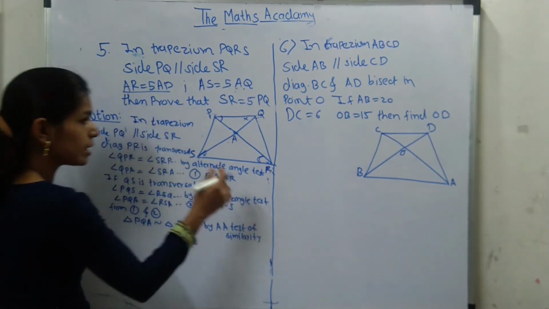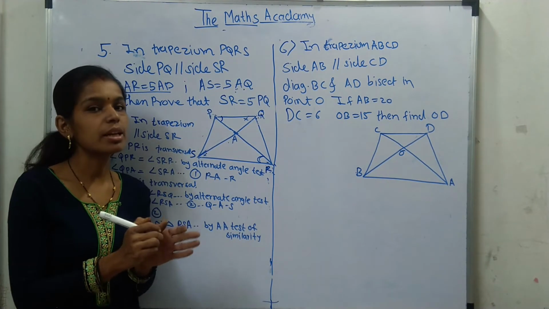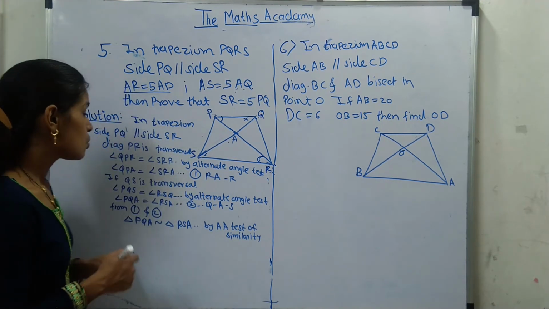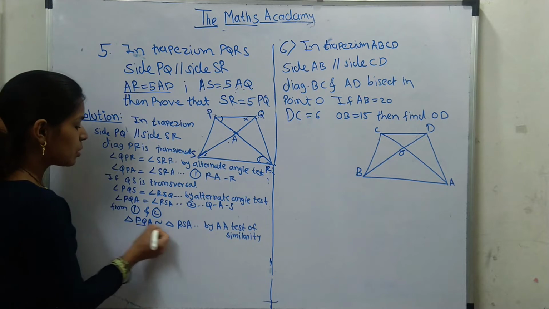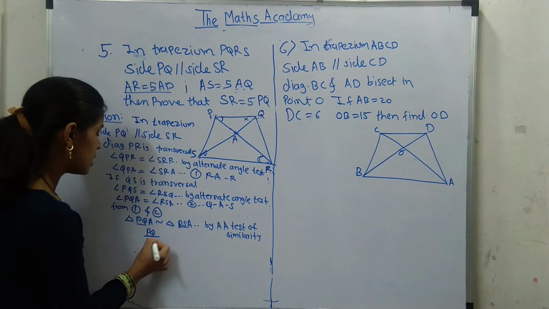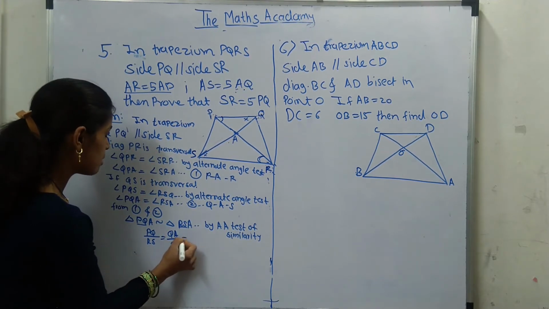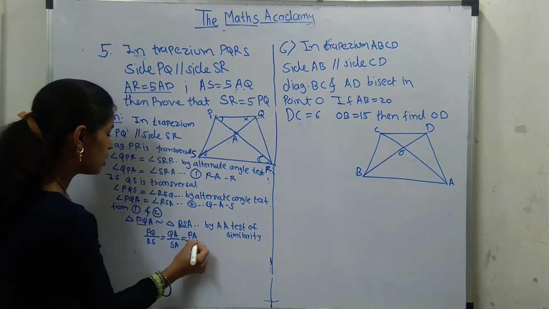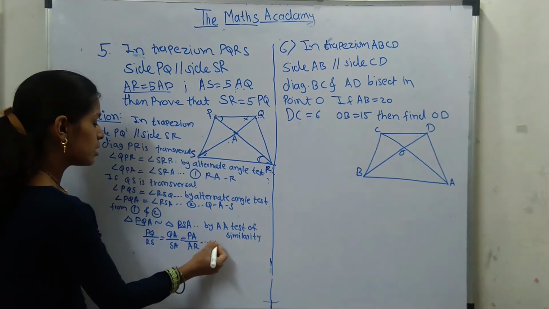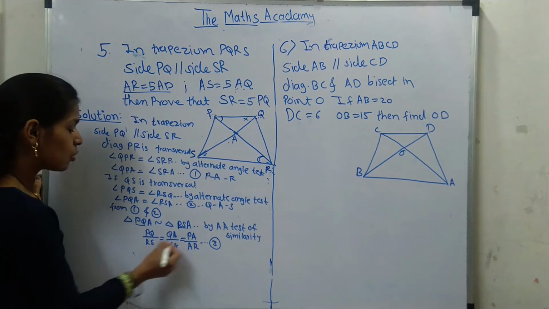Now as the two triangles are similar to each other, by the definition of similarity, the ratio of their corresponding sides is also equal. So the corresponding side means here PQ corresponds to RS. The ratio of PQ upon RS is equal to QA upon SA is equal to PA upon AR, or RA. Okay, so this is the third condition. Now in the third, we will consider only two of the ratios.